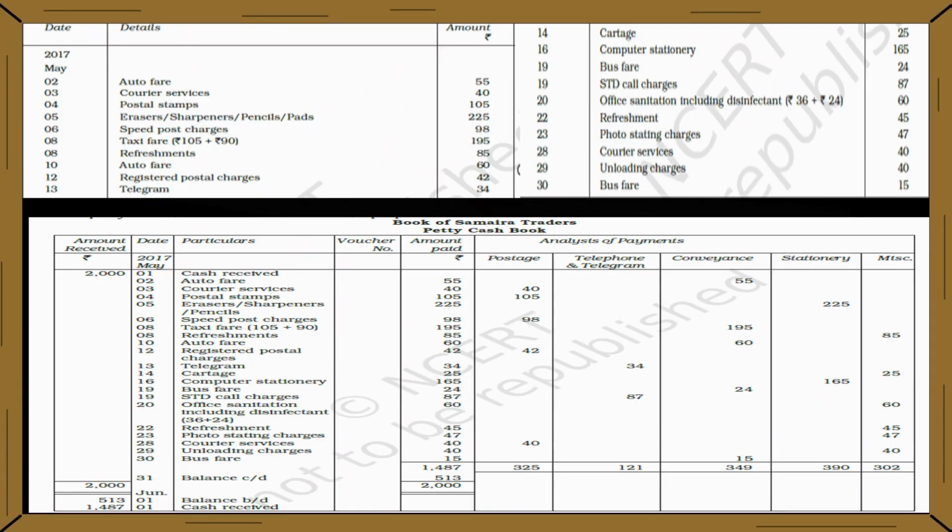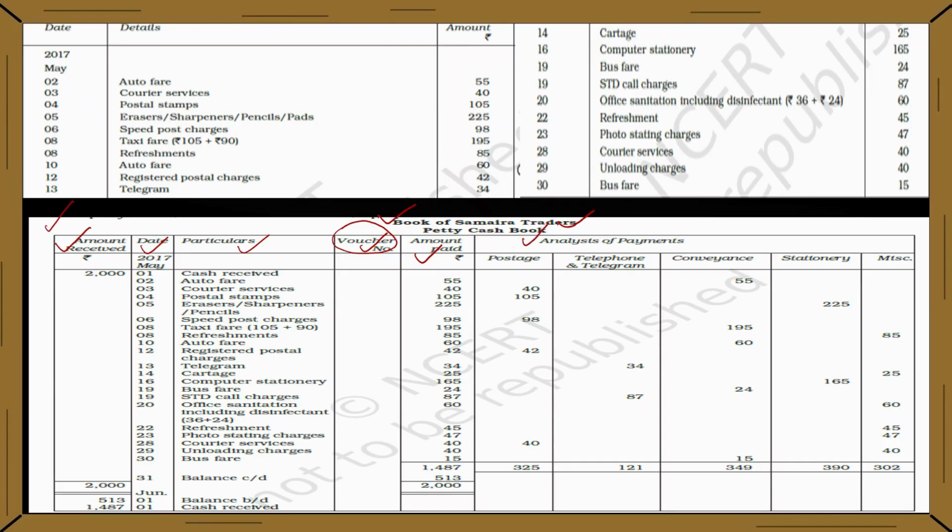This is the solution. As per the format which we have seen, first we have to write the company name, books of CMA Traders. What are we opening? Petty cash book. So we have to open columns of amount received, date, particulars, voucher number, from which voucher we have taken that particular expense, that we have to write. This we cannot fill now because we are not writing from the voucher. In actual business, we will be writing the voucher number. Amount paid, analysis of payments.